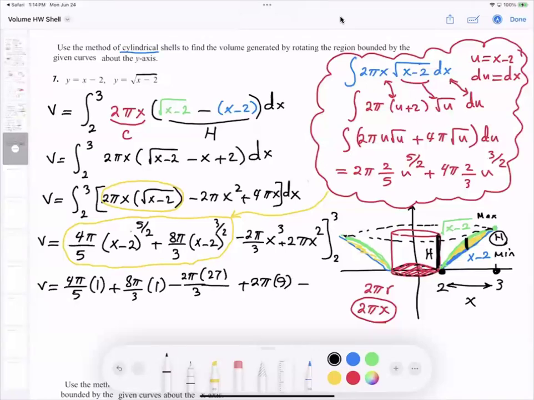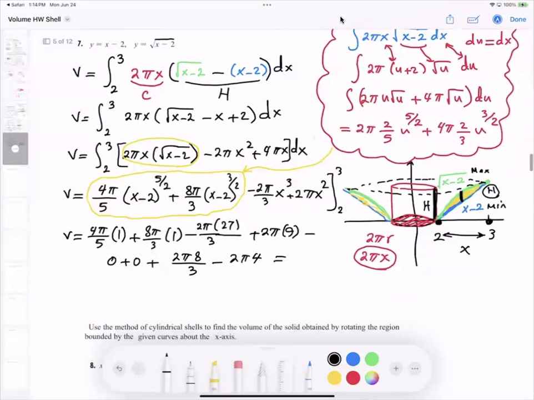But when you plug in 2, these two terms disappear. You have 0 plus 0, and then plus, so you get 2 pi times 8 divided by 3 minus 2 pi times 4. Very good. So let us simplify this as much as we can. Oh, a lot of calculation, algebra here.